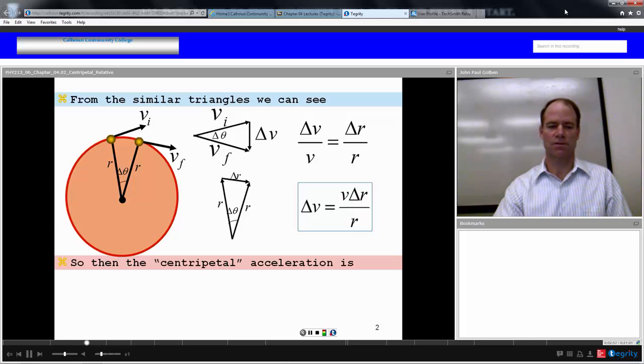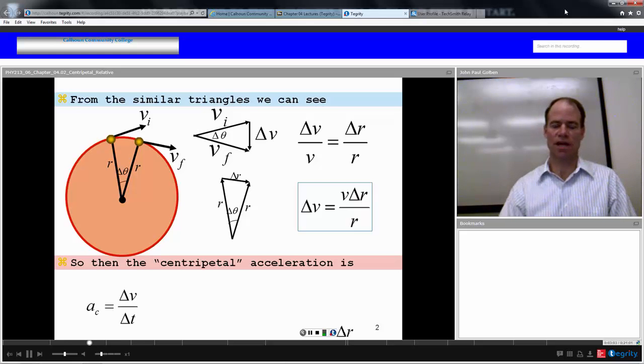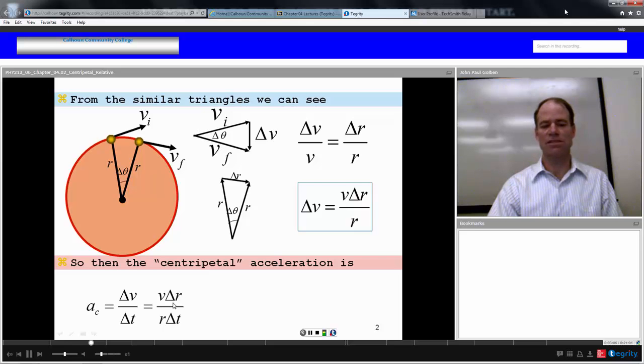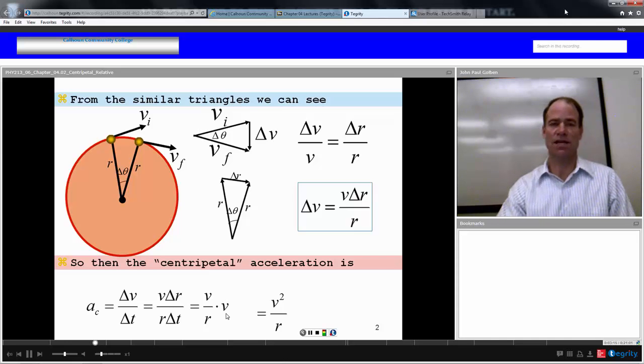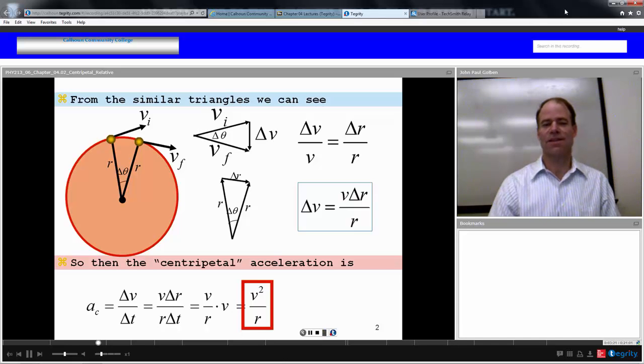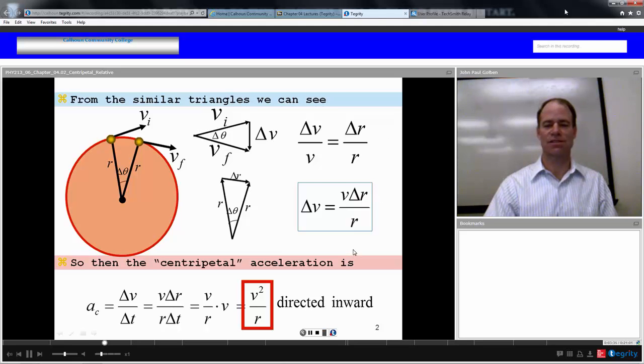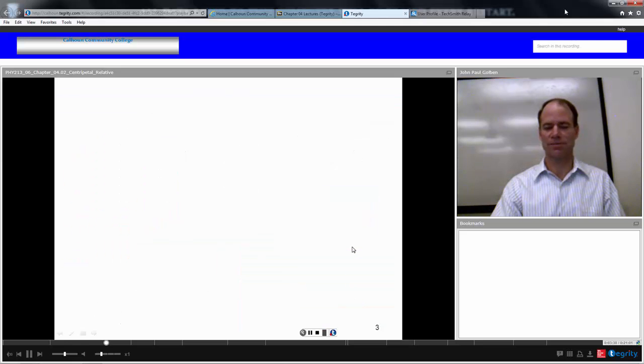So we can say that our centripetal acceleration is our change in velocity over our change in time, which is our velocity over our radius times our displacement over our change in time, which is the same as our velocity again. So we have a velocity times velocity over our radius, or our velocity squared over our radius. This is our acceleration due to our change in direction, our velocity squared over r, which we call our centripetal acceleration, and it's directed inward towards the center of this circle, center seeking centripetal acceleration.